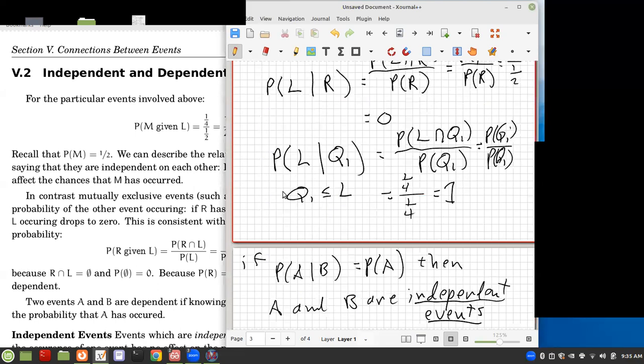Now, this is interesting because they intersect, right? Now, up here, Q1 and L are dependent, but they intersect. L and R are dependent, but they don't intersect. Their intersection is 0. So for independent events, their intersection can't be 0 if they're going to be independent.